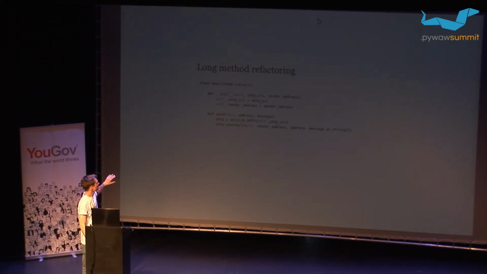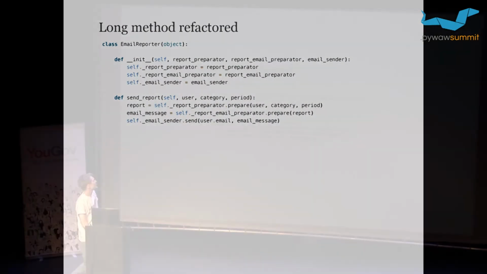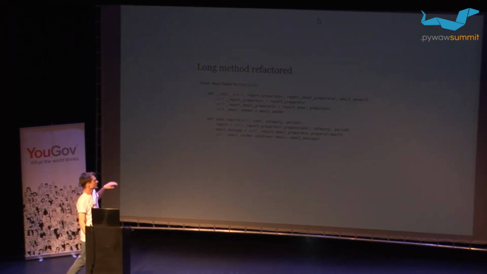And that's cool because we can use one instance of this email sender in the whole application, because we always send emails from the same SMTP server. So we can use one instance and send many different kinds of emails from it. So at the end, we have email reporter, which is pretty simple.